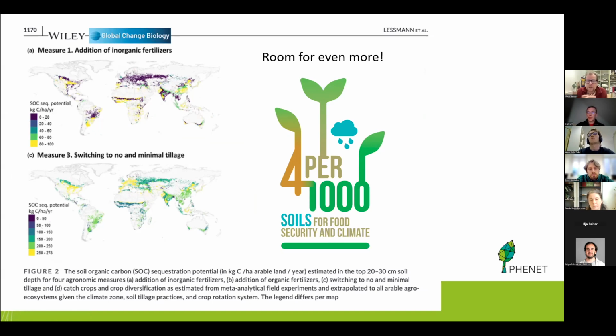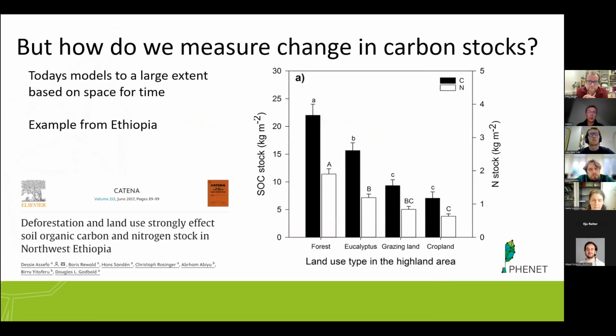And the EU has this 4 per 1,000 project. Increasing the amount of carbon in agriculture soils by 4 per mil per year would solve a big part of the problem. And we're on the soils every year, so this is where we have a chance to do it.